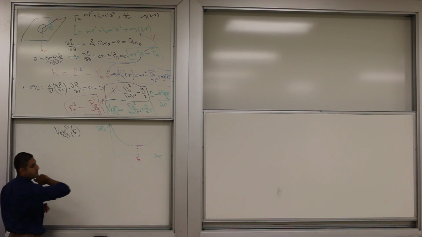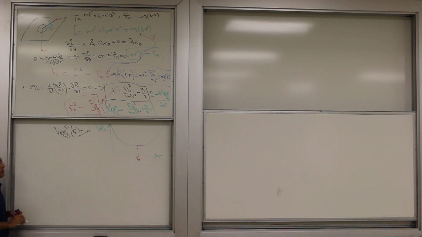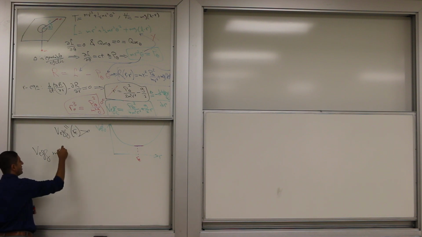This should be what? Positive for minimum, right? This is the minimum shape, right? So it should be positive for stability. So the V effective should be indeed minimum, i.e. this guy is positive for stability.